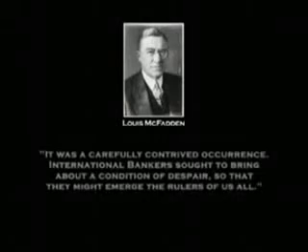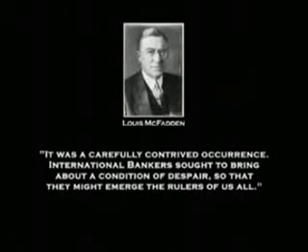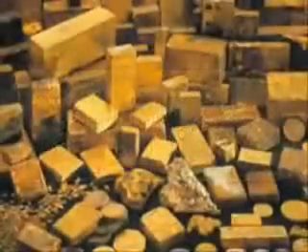Once again outraged, Congressman Louis McFadden, a longtime opponent of the banking cartels, began bringing impeachment proceedings against the Federal Reserve Board, saying of the crash and depression, "It was a carefully contrived occurrence. International bankers sought to bring about a condition of despair so that they might emerge the rulers of us all." Not surprisingly, and after 2 previous assassination attempts, McFadden was poisoned at a banquet before he could push for the impeachment. Now, having reduced the society to squalor, the Federal Reserve bankers decided that the gold standard should be removed.